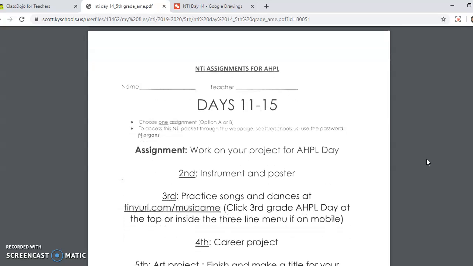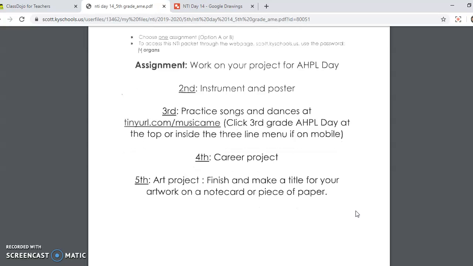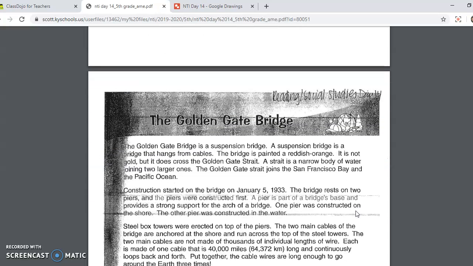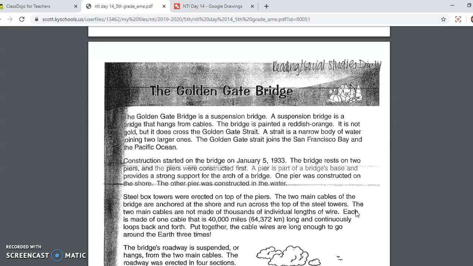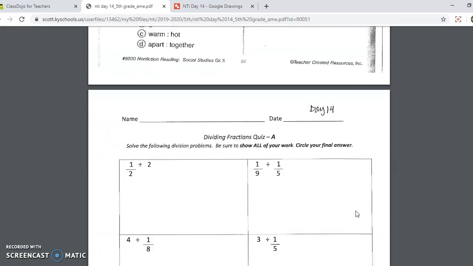So for days 11 through 15, you've probably seen this already if you're keeping up with everything. For 5th grade, you are working on your art project and getting that finished. Okay, and then for reading and social studies, here's your article. It's about the Golden Gate Bridge today. Let's scroll through that just because of copyright stuff.